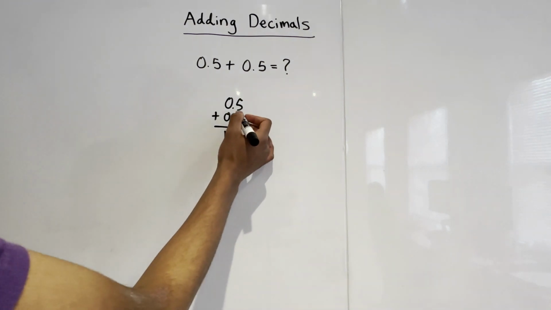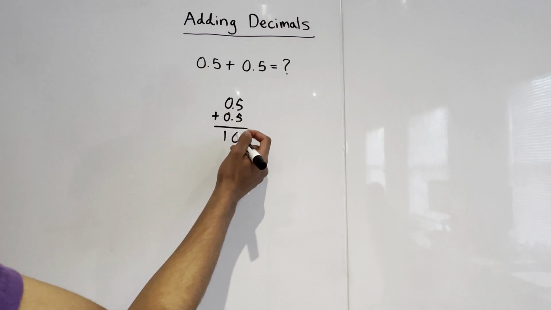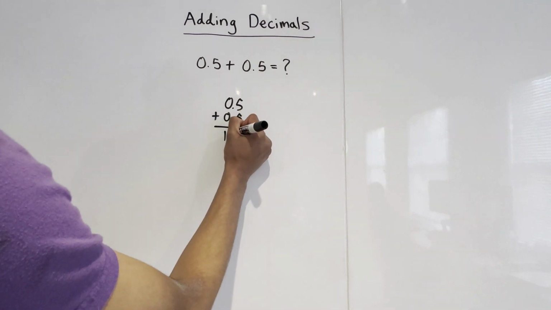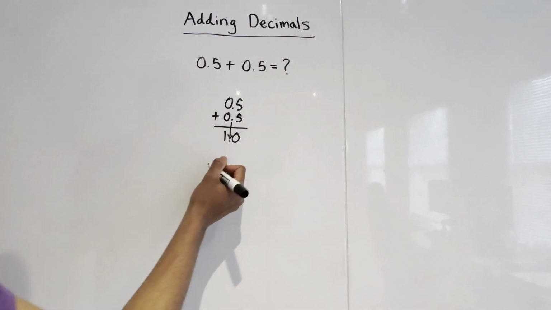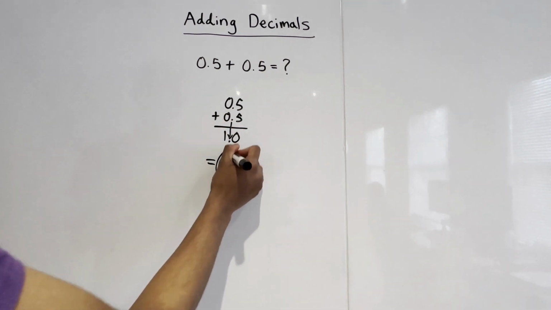And now, as you can see, the decimal points are aligned. So all we have to do is just drop them right here in the middle of the 1 and 0. So we just drop this right down, and this equals 1.0. And 1.0 is the same thing as just 1. So our answer is 1.